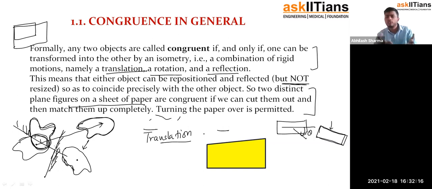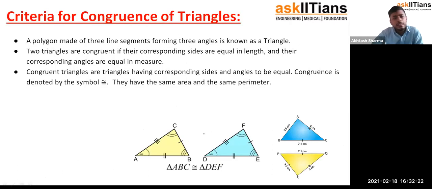But not just translation, rotation and reflection are also allowed. But in our example, only translation took place. Now, criteria for congruence of triangles. First of all, we have already seen what a triangle is: it is made of three line segments. Two triangles are congruent if their corresponding sides are equal in length and corresponding angles are equal in measure. Of course, if all the six measurements are equal, then obviously both the triangles will be congruent.